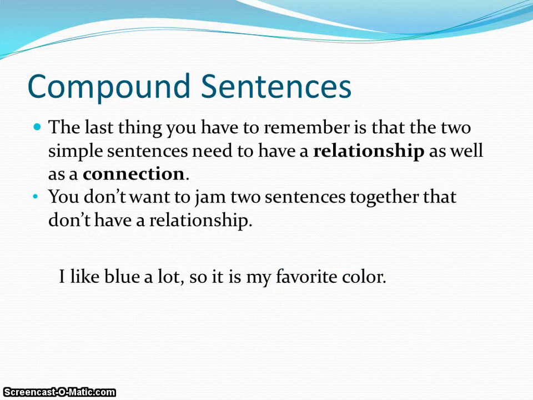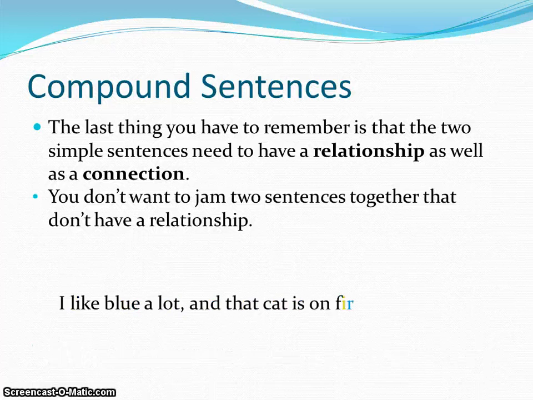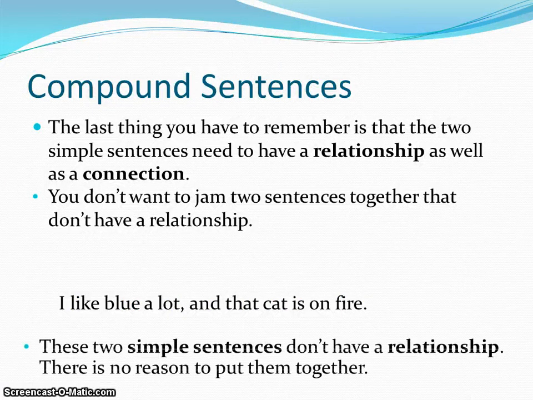This is a good compound sentence. I like blue the most, so it is my favorite color. Both of these simple sentences are about how much I like the color blue. They have an obvious relationship. However, I like blue a lot, and that cat is on fire. There is no connection between me liking blue and that cat being ablaze. So there's no reason to put them together.